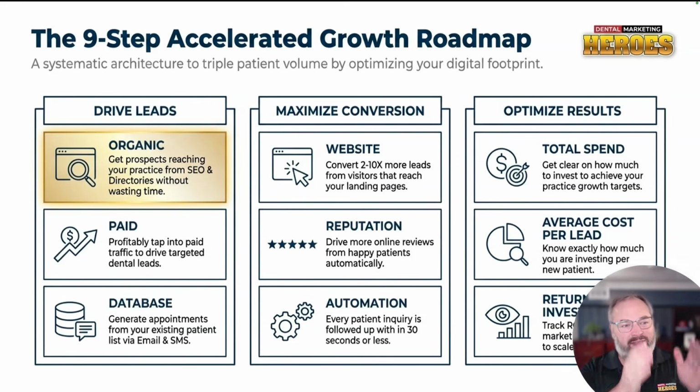So in the driving leads section, we're going to cover organic. So how do you get new patients from organic search? These are things like Google and now ChatGPT, AI search platforms. And it all starts with making sure that you're showing up in the right places when people are searching for you and giving those platforms the signals that they need in order to choose you as the recommended dental practice in your area for those searches.